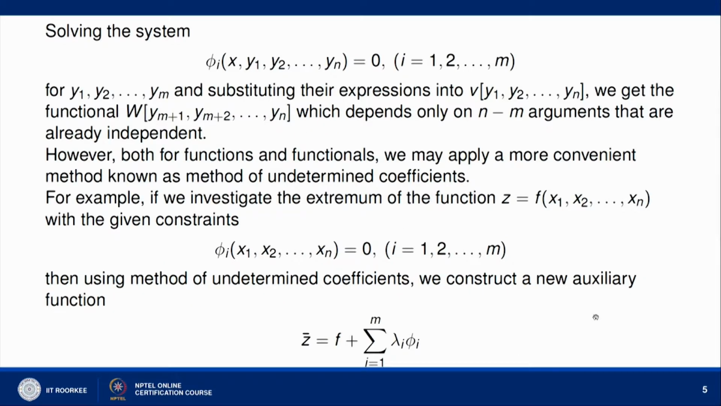So how can we do that? Let us see. We have a constraint like this, phi i of x, y1 to yn equal to 0, where i runs from 1 to m.